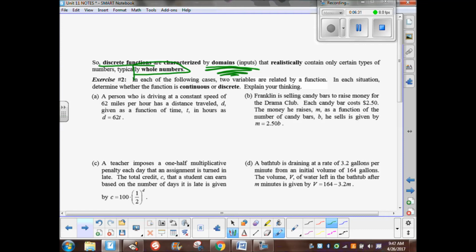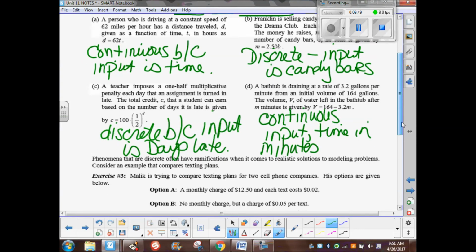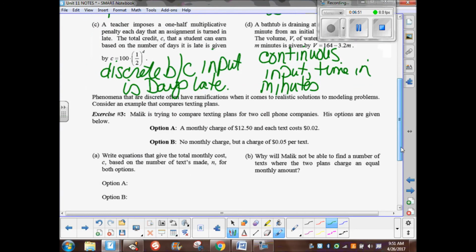So in each of the following cases, two variables are related by a function. In each situation, tell me, continuous or discrete? Explain your thinking. So I'm going to pause it. All right. Phenomena that are discrete often have ramifications when it comes to realistic solutions, realistic solutions to modeling problems.